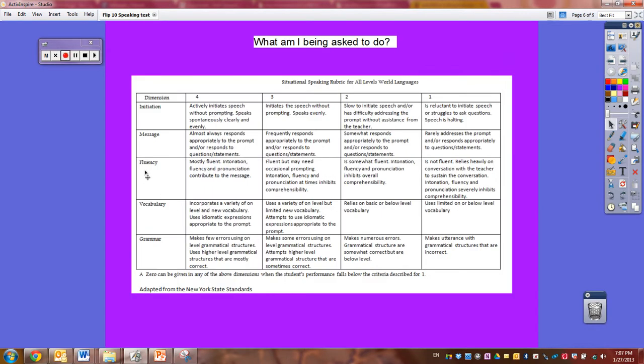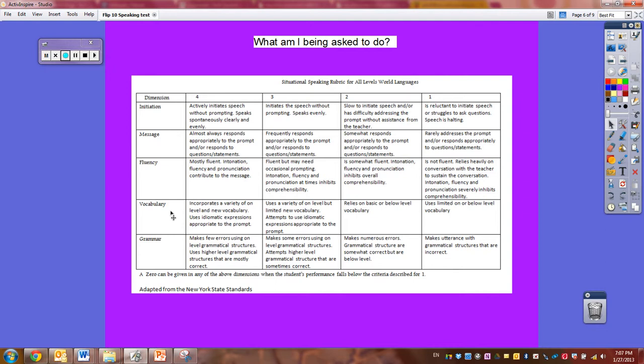Then, fluency. Were you mostly fluent? Did you say things without pausing? Intonation. When you speak in English, we know that when we're asking a question, we make our voice go up at the end. So were you like, la chica corre? That's a question. Fluency and pronunciation. Did we pronounce the words correctly? And contributing to the message. Did everything contribute to what you were trying to say?